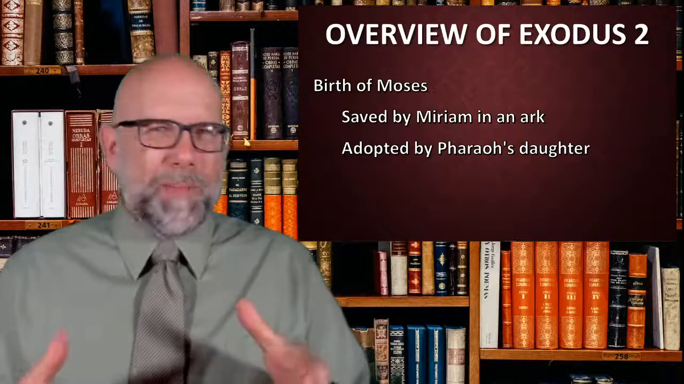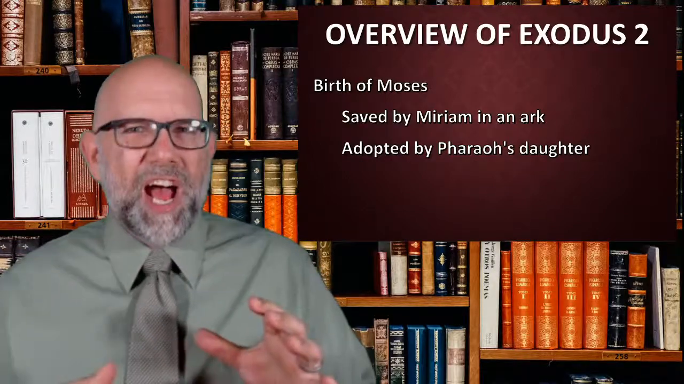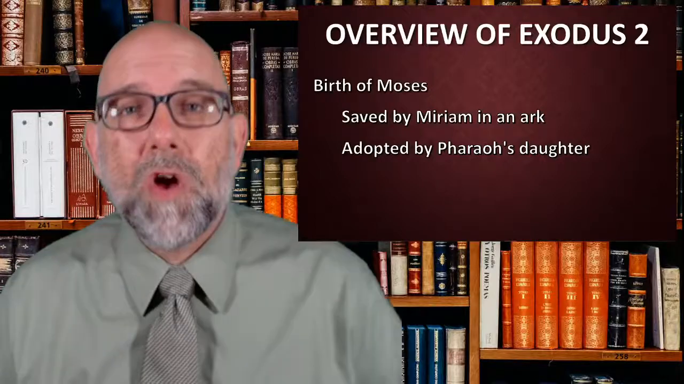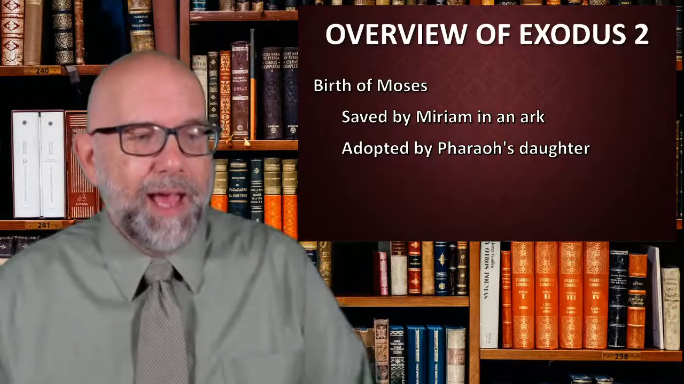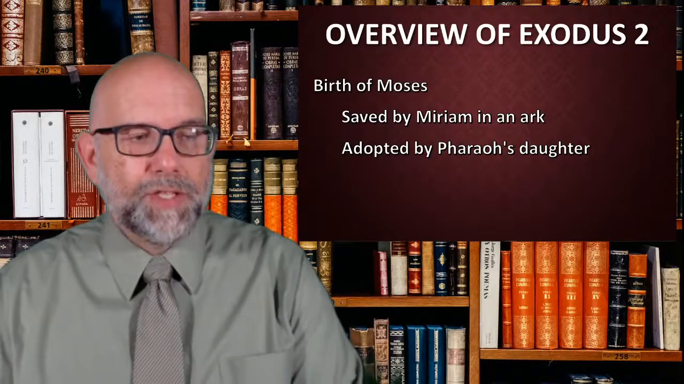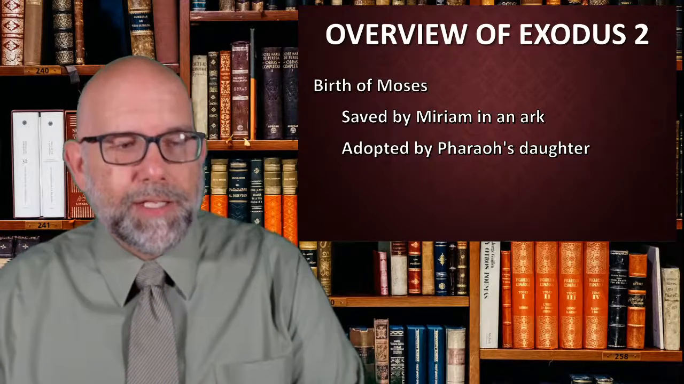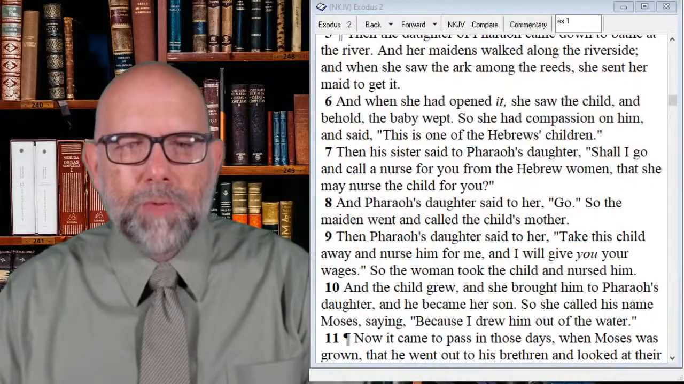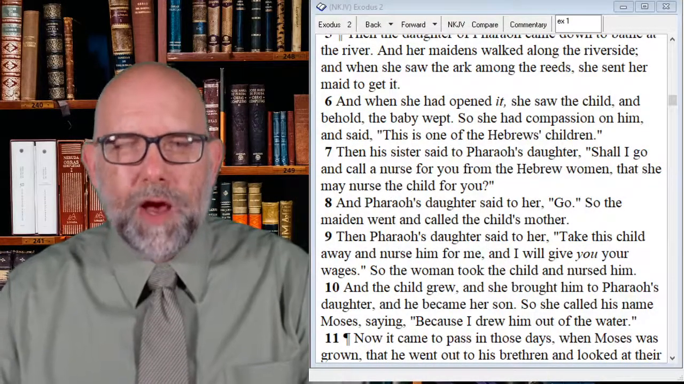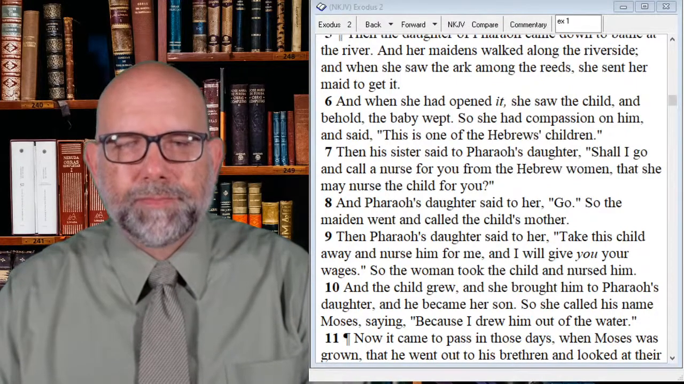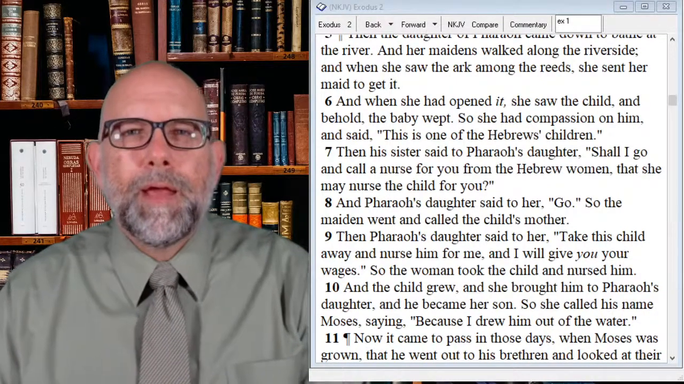Now, I've always wondered about her looking at the child, knowing he's a Hebrew, knowing her father has said all the Hebrew boys have to die. And she decides she's going to take this child. Verse 10 tells us that the child was brought into the home of Pharaoh's daughter, and he became her son. So Moses grows up in the home of Pharaoh.